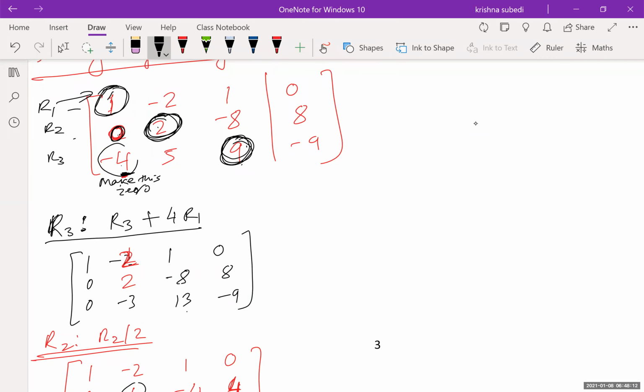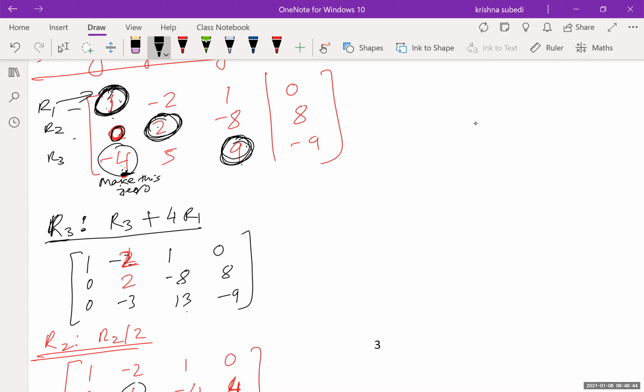So this -4, how can you make it 0 using either R2 or R1? Usually we use the leading term. So using that pivot, we try to make this 0. So how can I make -4 0 with the help of 1? Well, I multiply that 1 by 4, and if I add, then I'm going to get 0. That's what I did.